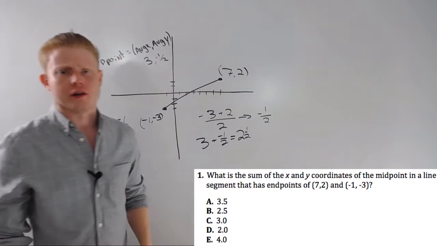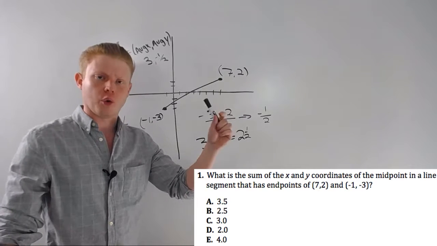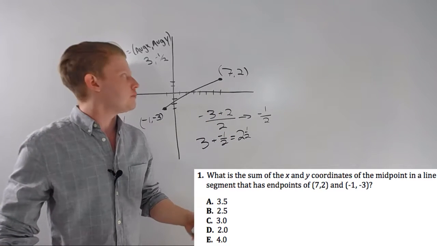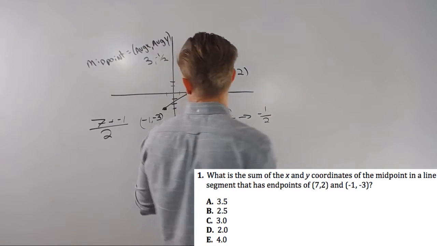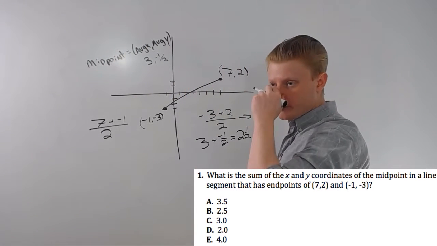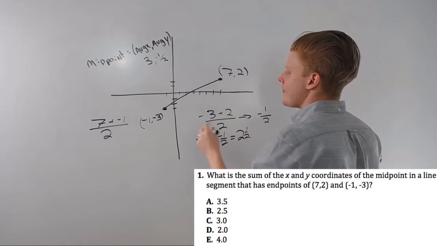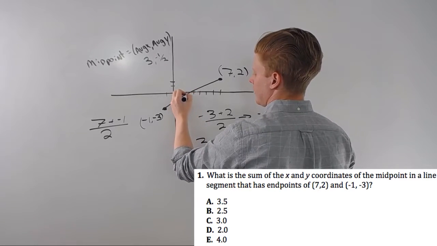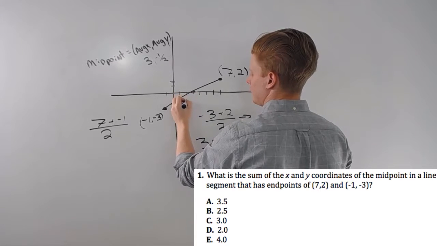There's a variation on this problem where they give you the midpoint and one of the endpoints, and they ask you to find the other endpoint. You do that just by finding how far you go. So you'll find example problems and practice problems like this in the book. But if I'm given a midpoint of 3 and -1/2, right? So like 3 and -1/2.